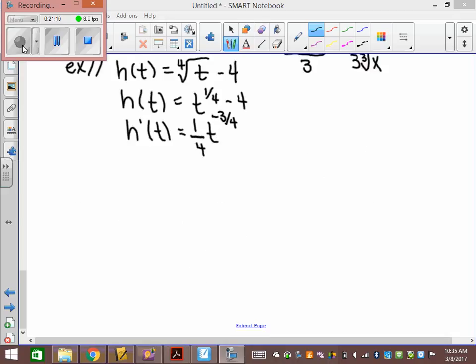You could write it as 1 over 4 t to the 3/4, or you could write it as 1 over 4 fourth root of t cubed. Any of those are fair. Okay, what happens if I give you this one?